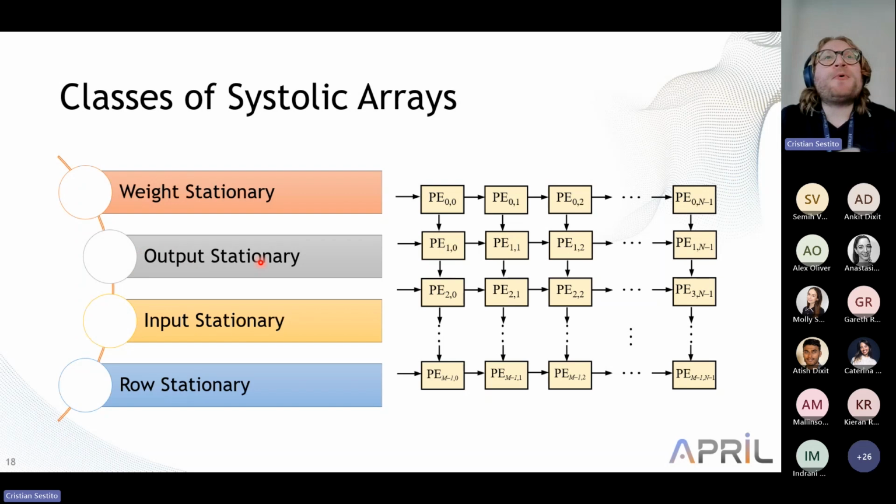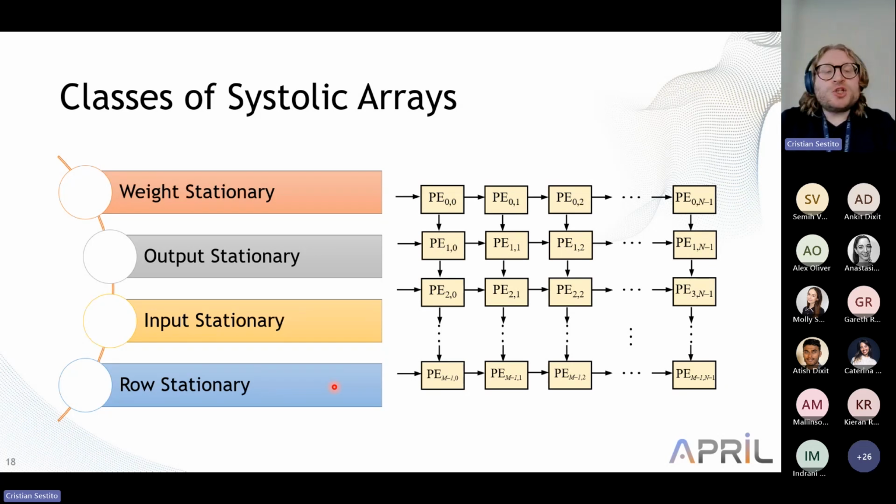The output stationary is another example. In the output stationary approach, we introduce an accumulator at the processing element level that continuously accumulates data, so we introduce a sort of locality in the accumulation. On the contrary, the input stationary keeps a portion of the feature map at the systolic array level until it is used. And finally, the row stationary, which is a more modern concept, is able to store different weights and different feature map activations, usually arranged in rows, as long as they are required.